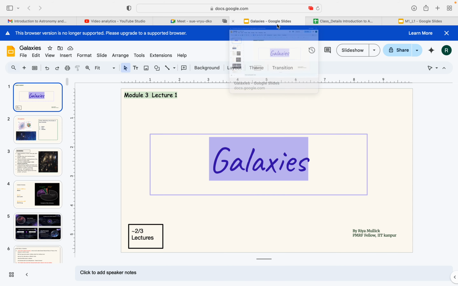So now we can start our lecture. This is module 3, lecture 1, and the lecture title is Galaxies.